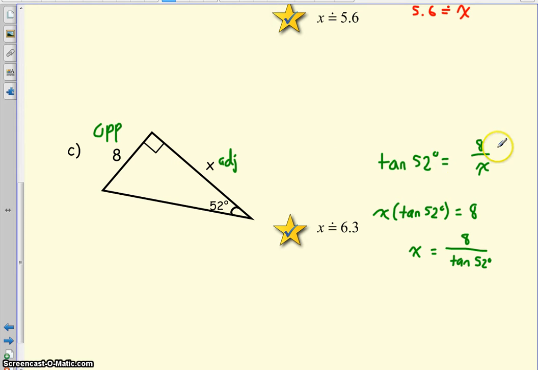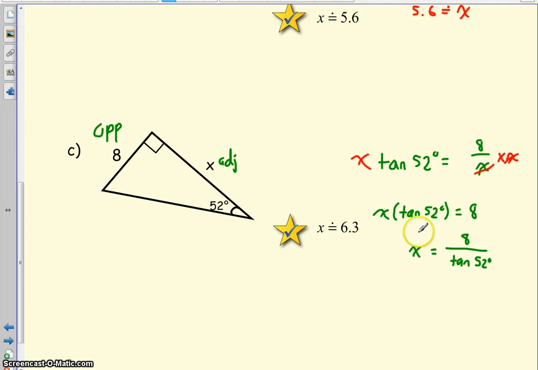The algebra is a little bit tricky here because your unknown is in the denominator. So there's a lot of algebra mistakes that can very easily happen here if you're not careful. What you want to do is get the x out of the denominator by multiplying both sides by x. So you wind up with x times the tan of 52. Remember, tan of 52 is just a number. That's going to be equal to 8.